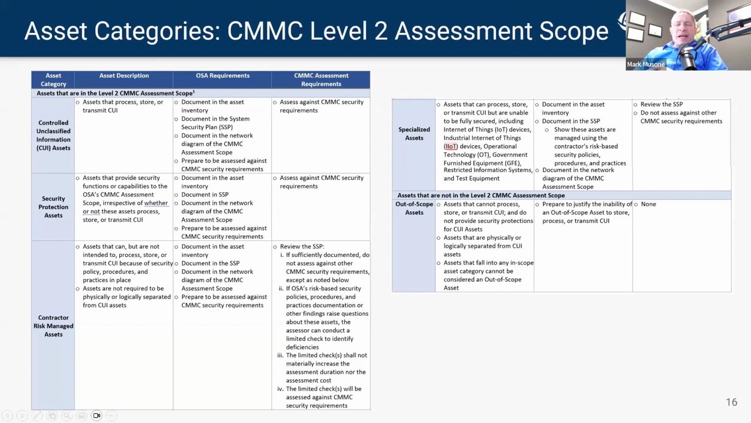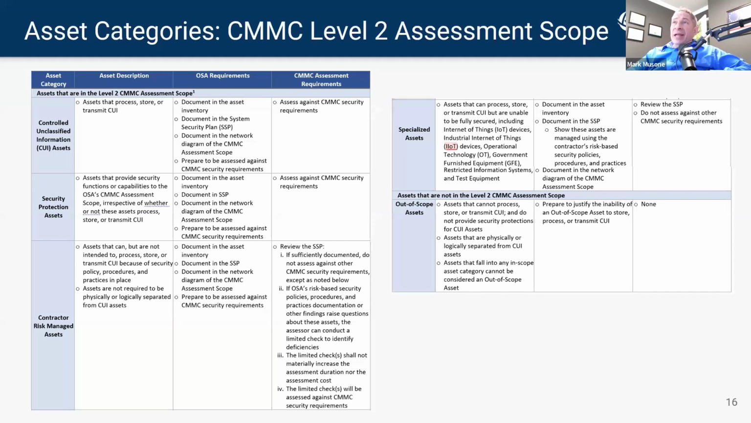Then we have a security protection asset. A security protection asset is an asset that provides security functions or capabilities to the CMMC assessment scope, irrespective of whether or not the assets process, store, or transmit CUI. So a security protection asset might be something like a firewall. It might be a SIEM. It might be your SOC. It could be your domain controller, right? Any of these things are providing security functions or security capabilities to your scope.